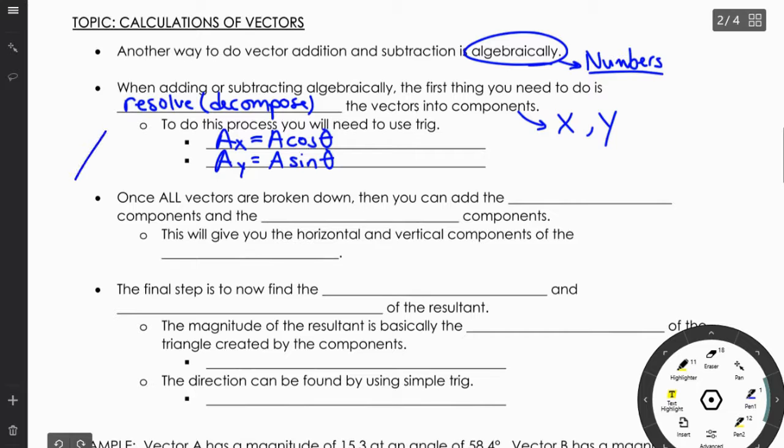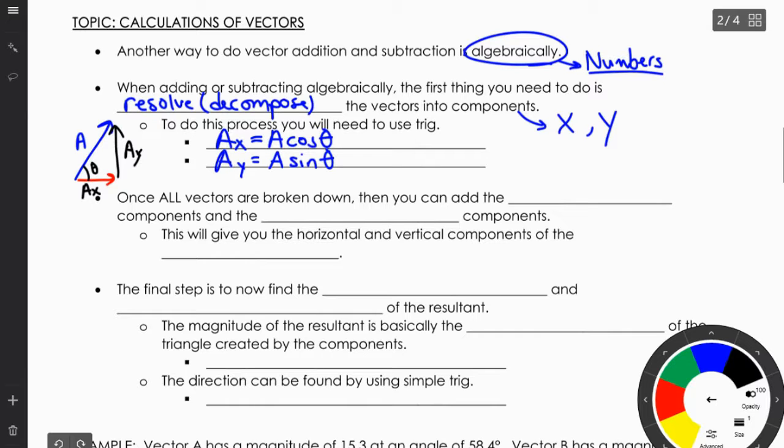So if I have vector A, and I need to do this algebraically, I'm going to break this down into two pieces. I'm going to break it down into an x piece and a y piece. So I'm going to have Ax, Ay, and then this is my angle. And you can see easily this is the adjacent side. That's why we use cosine. This is the opposite side. That's why we use sine. So now once you've got all the vectors broken down into components, you're going to do this for Ax, Ay, Bx, By, however many vectors you have.